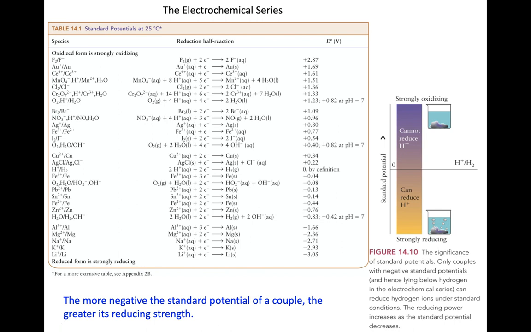The more negative the standard potential of the half reaction, the greater the reducing strength of that half reaction. That means it can reduce anything above it in the table.